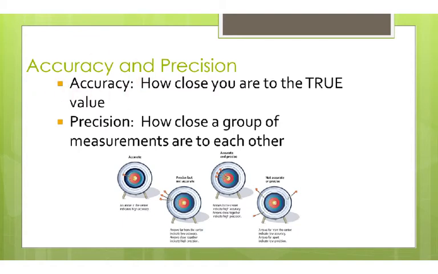Notice, in order to be accurate, you only need one measurement. You were accurate after shooting only one arrow. However, to be considered precise, you have to have multiple measurements. So you had to have at least 3, if not more, in order to be precise.